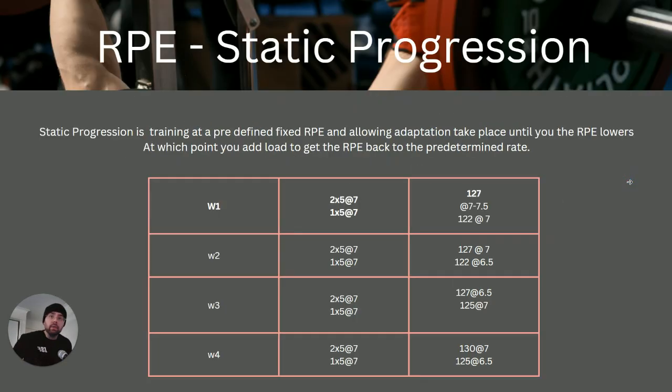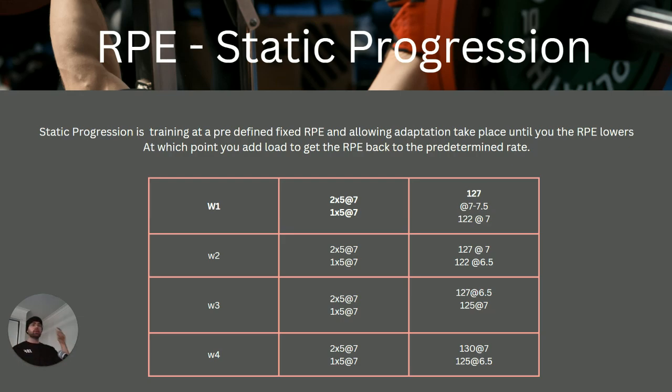So we're going to start off with a static progression model. A static progression model is training at a predefined fixed RPE. So let's say we're doing a 7 and allowing adaptation to take place until the RPE lowers, at which point you add more weight and you get the RPE back up to a 7. So, simple terms. You're training at a 7 through your program. You're squatting 5 reps. Week to week, you keep squatting at a 7. Once that 5 reps at 100 kilos, let's say, gets a bit too easy to be a 7, you add a little bit more weight on the bar and get that back to a 7. That's what it is. Okay.